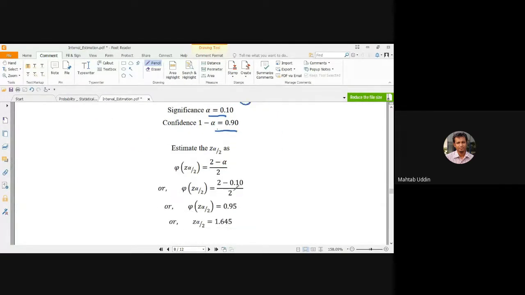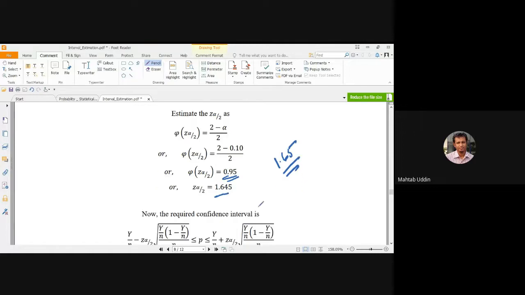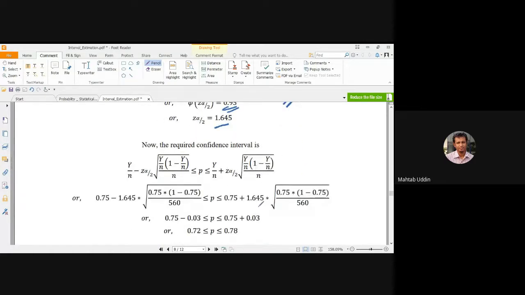You have to find this 0.95. You can see 0.95 would lie between 1.64 and 1.65. So we have taken 1.645. Also, you can take 1.65, no problem at all. They are put here. Please see the calculation carefully. The calculation term.